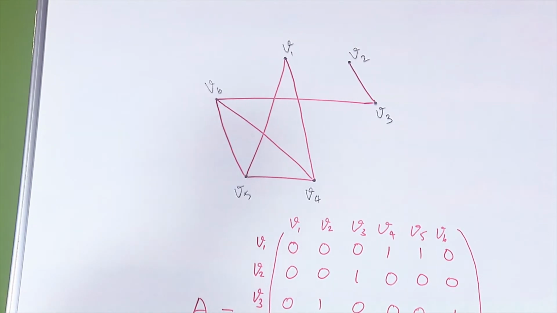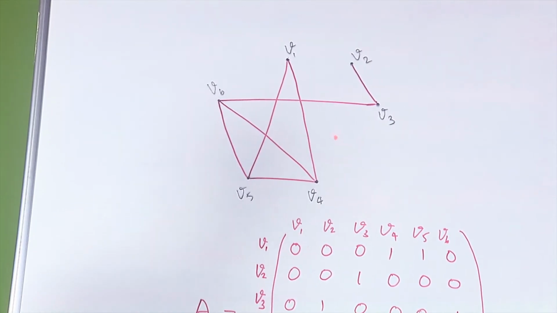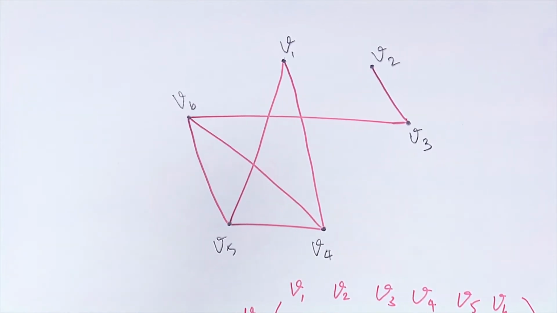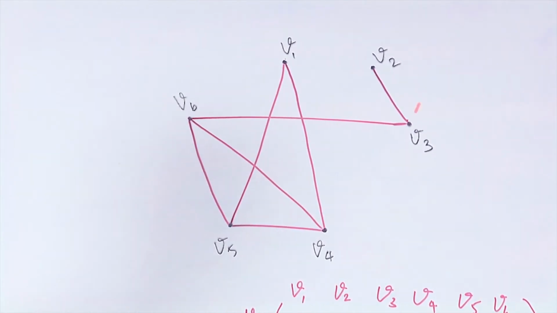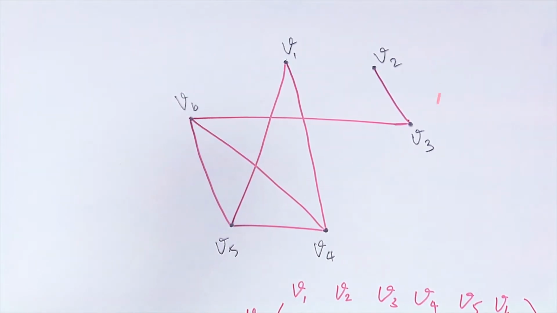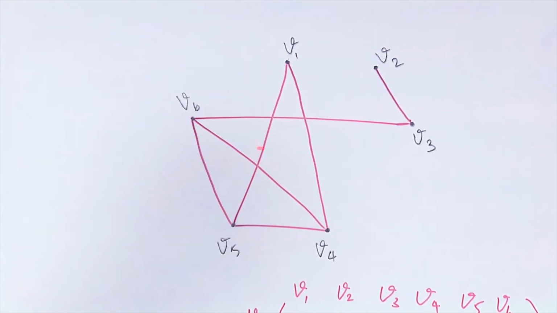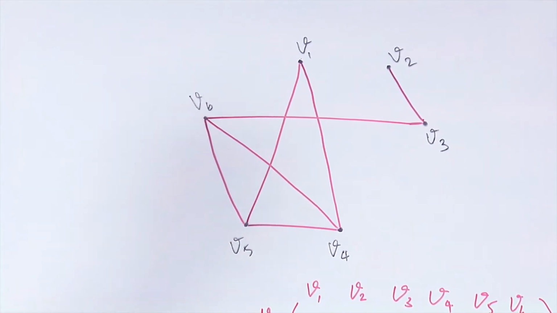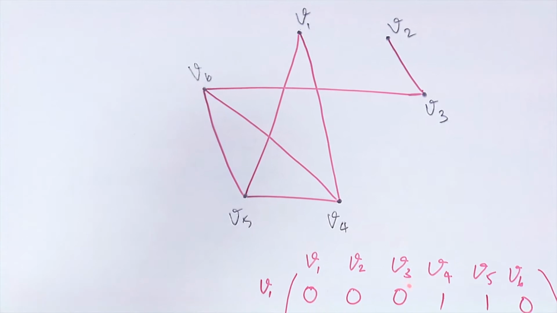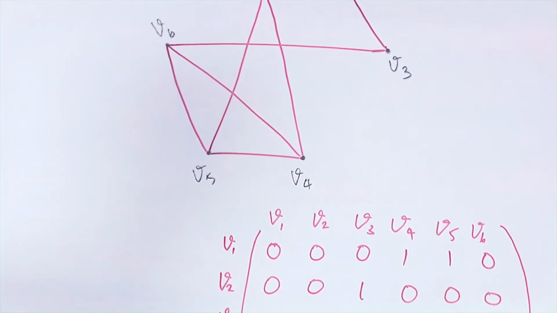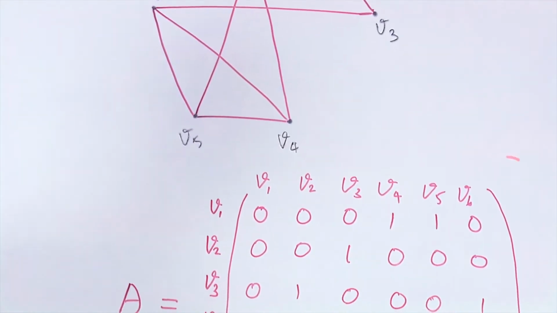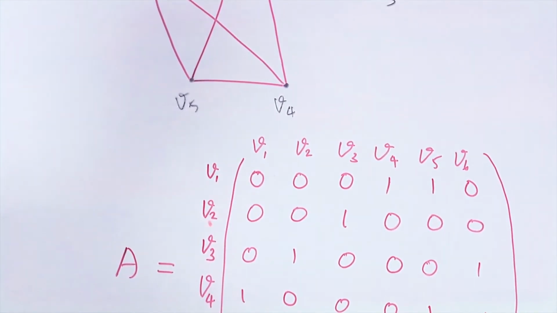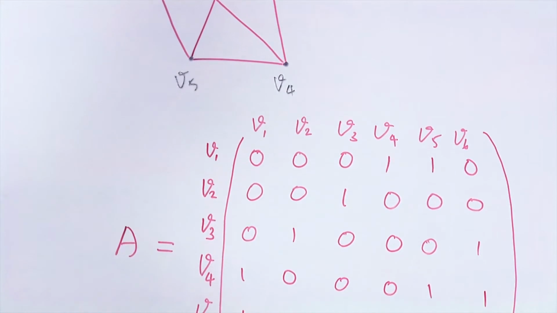Let us look at the first one. This is a graph given to us. We are going to find the adjacency matrix associated with this graph. As you can see here, there are 6 vertices V1, V2, V3, V4, V5, V6. From the observations, we can say the adjacency matrix will be a square matrix of order 6, that is, a 6 by 6 matrix. The rows and columns of the adjacency matrix correspond to the vertices V1 through V6.